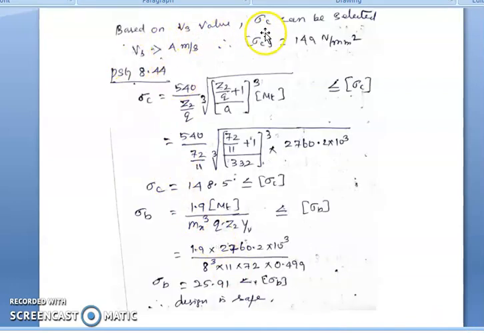Then based on the VS, the sigma C can be selected as new designed sigma C equal to 149 Newton per mm square. So from page number 8.4, we have a formula for sigma B and sigma C. Now by using the revised values in the sigma C and sigma B, we can find out the sigma C value. Here the sigma C value is 148.5, which is less than the designed sigma C, that is 149. Similarly, sigma B is found as 25.91, which is also less than designed sigma B. So the design is safe.